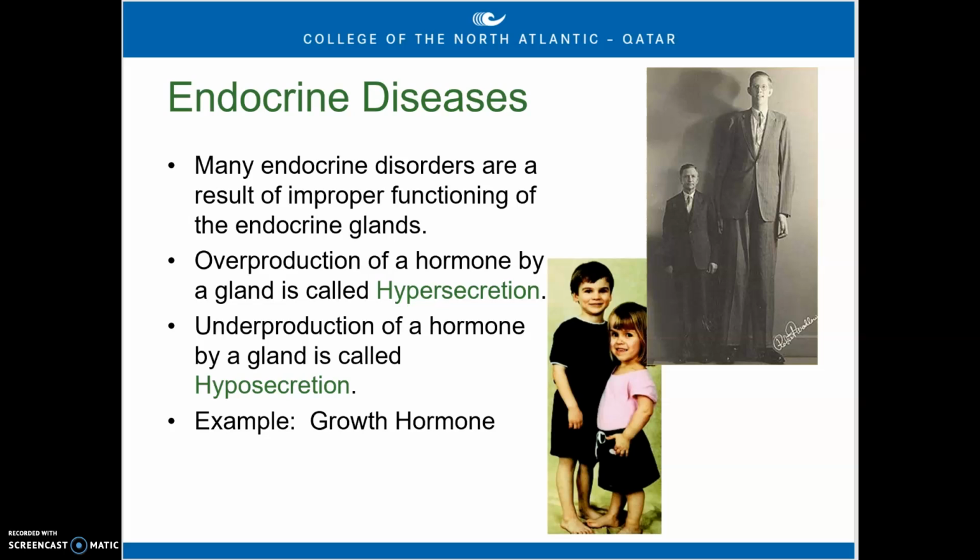Now, these are generally caused by either an overproduction of a hormone, which is called hypersecretion, or an underproduction of a hormone, which is called hyposecretion. So make sure you don't get those terms confused. Hypersecretion means extra hormone is produced. Hyposecretion means that we don't have enough hormone produced. And a really good example of that is growth hormone, and we'll come back to that in just a couple of seconds.